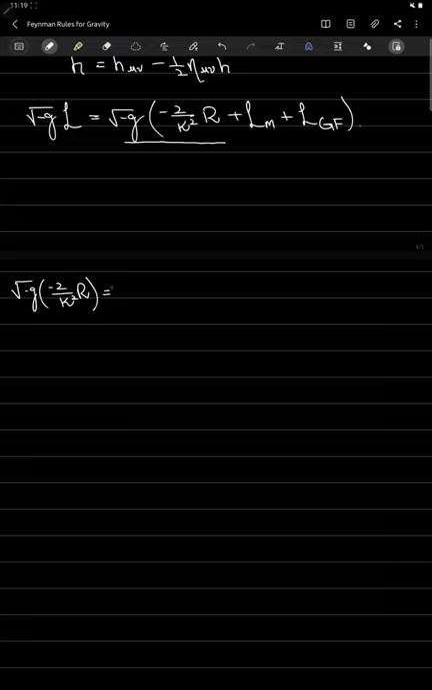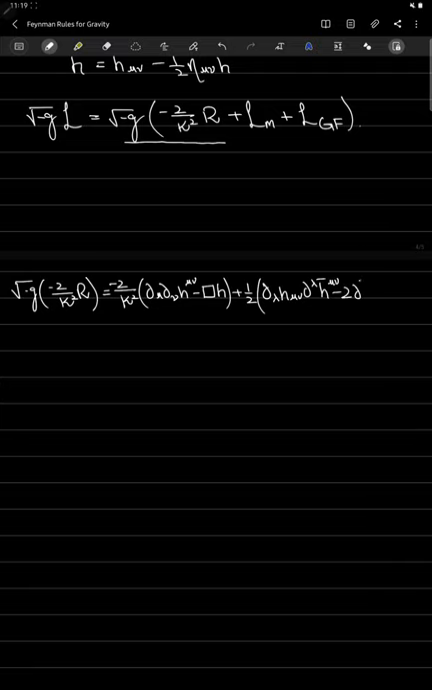This is what I'm expanding, so it is minus 2 over kappa squared times partial mu partial nu h mu nu minus the d'Alembertian on h, plus 1 by 2 times partial lambda h mu nu partial lambda h bar mu nu, minus 2 times partial lambda h bar mu lambda times partial sigma h bar mu sigma, right? And this is what you get if you expand this up to second power of h mu nu. So all you have to do is write R in terms of g mu nu, and then expand g mu nu up to second order in h mu nu.